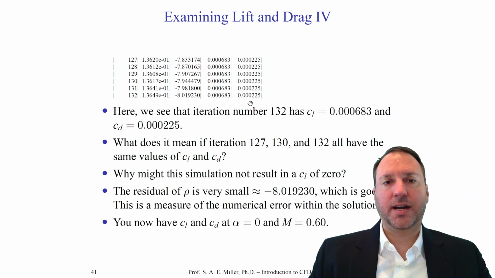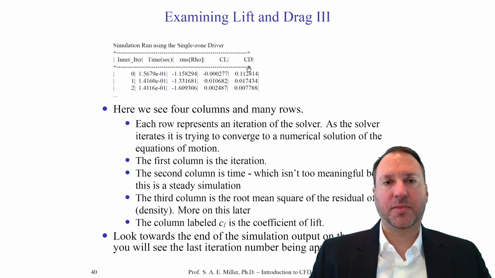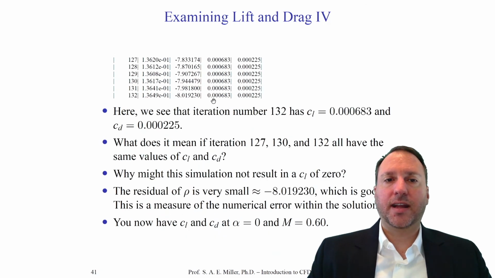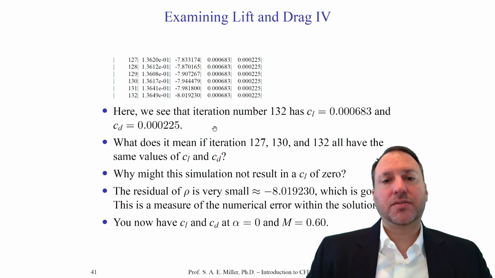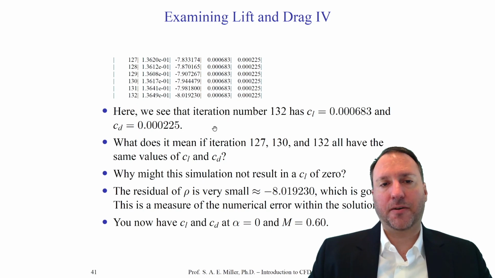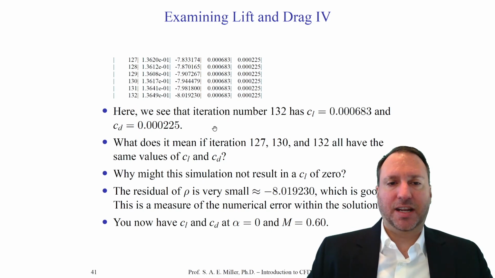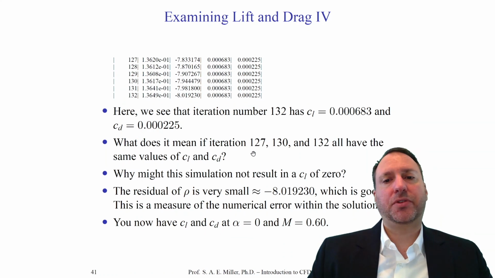Coefficient of lift and drag, see they're labeled at the top of the columns, of 0.000683, that's the coefficient of lift, and drag of 0.000225. So see how these are different than the higher Mach number and angle of attack case. Compare them now. So what does it mean if iterations 127, 130, 132, etc. all have the same values of CL and CD?